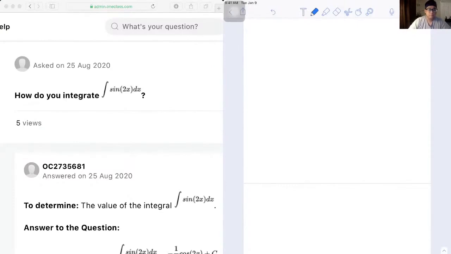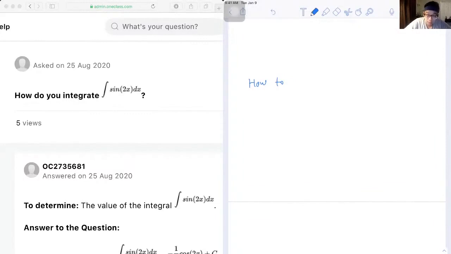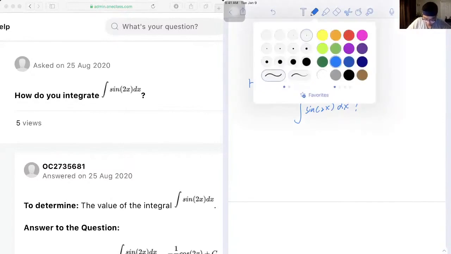Okay, so next question. We have the integral. How do you solve for the integral of sine 2x dx? All right. Okay.